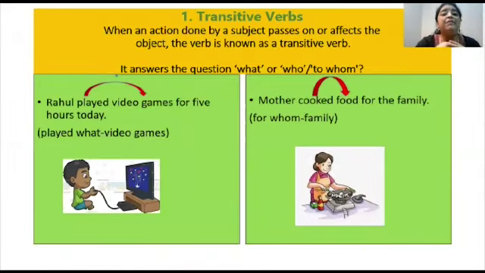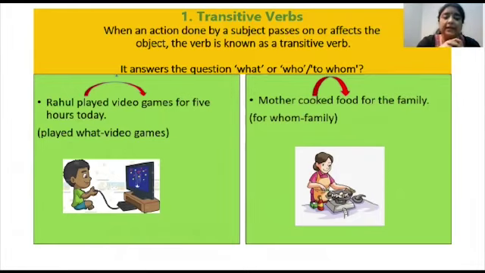The first type of finite verbs are transitive verbs. When an action done by a subject passes on or affects the object, the verb is known as a transitive verb. It answers the question what or who or to whom.